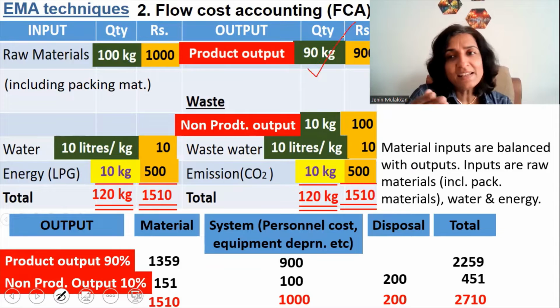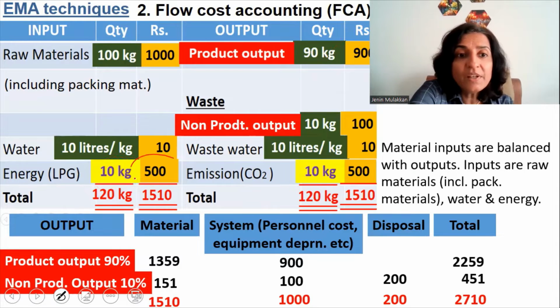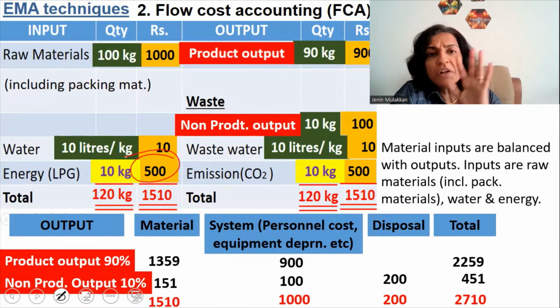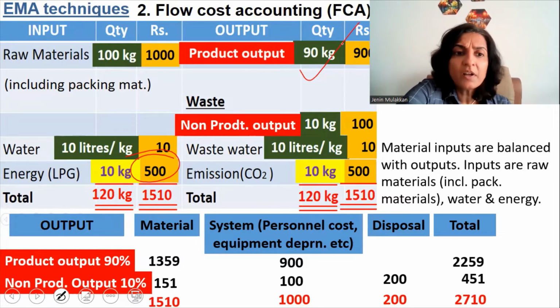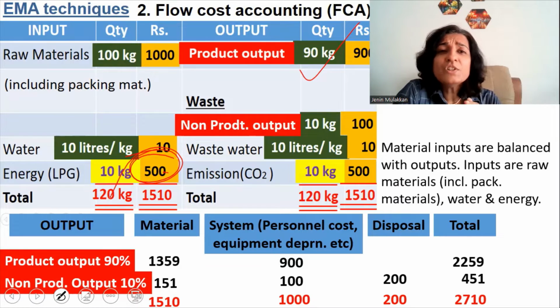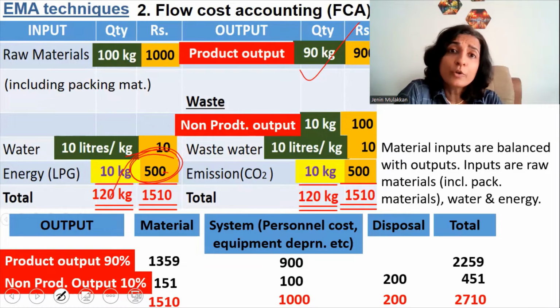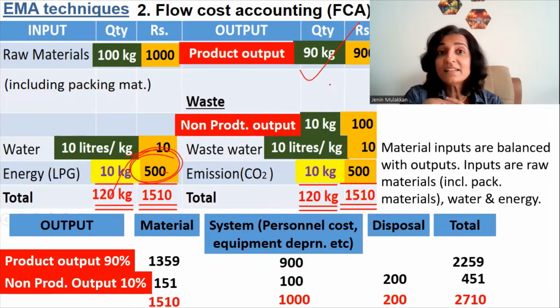Likewise, to produce 90 kg, we are using LPG worth 500 rupees. If you can reduce the quantity of LPG to produce the same quantity of good output, then again we will have savings in the material cost, right? How can you save LPG for producing the same quantity of good output? I will narrate an incident that happened in my own life. During the early years of my marriage, my LPG cylinder used to be over in 20 days' time.